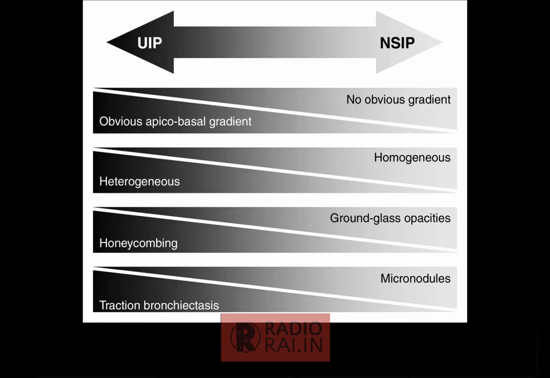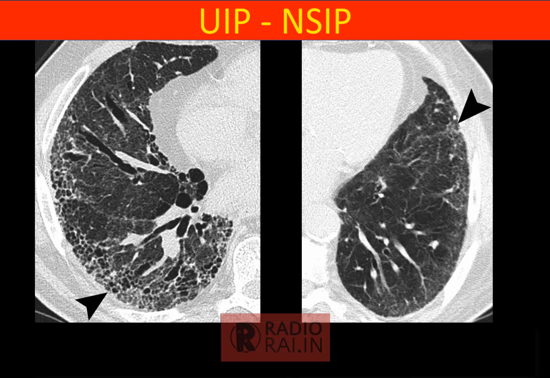Now again, if you just have to say in a nutshell, UIP has an apicobasal gradient, it's having a heterogeneous pattern with a lot of architectural distortion. What is architectural distortion? A lot of fibrosis, a lot of traction bronchiectasis. These are all the architectural distortion. Honeycombing, the stack of cysts in the periphery because of the dilated bronchioles which are present in the subpleural location, and there is the traction bronchiectasis. These are the features that we see in the UIP, whereas no gradient, homogeneous appearance, ground glass appearance, and micronodules are the features of NSIP. So this is how we differentiate UIP from NSIP.